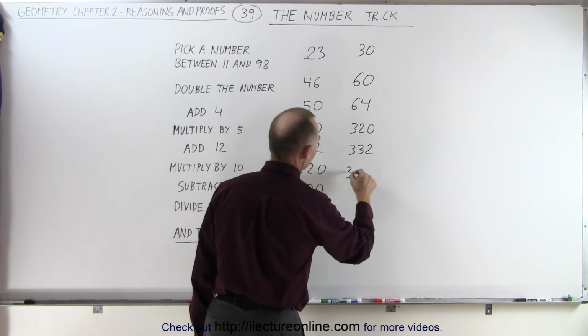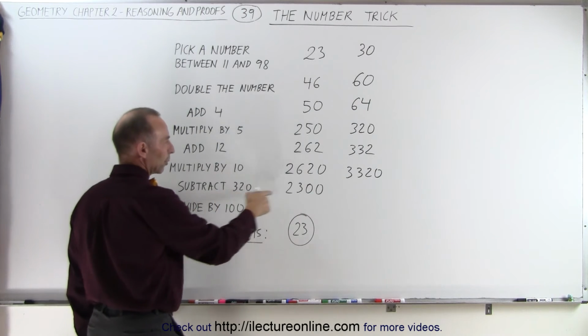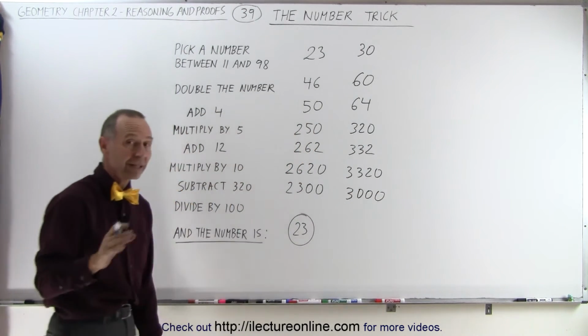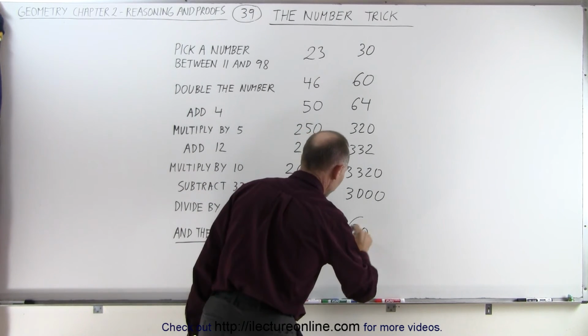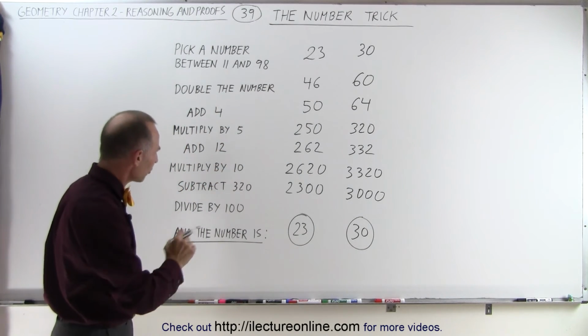That gives us 3,320. And then we're supposed to subtract 320 from that, which gives us 3,000. And then we're supposed to divide that by 100, get rid of the last two zeros. And sure enough, again, you get the right number. How does that work? Well, let's try one more number.